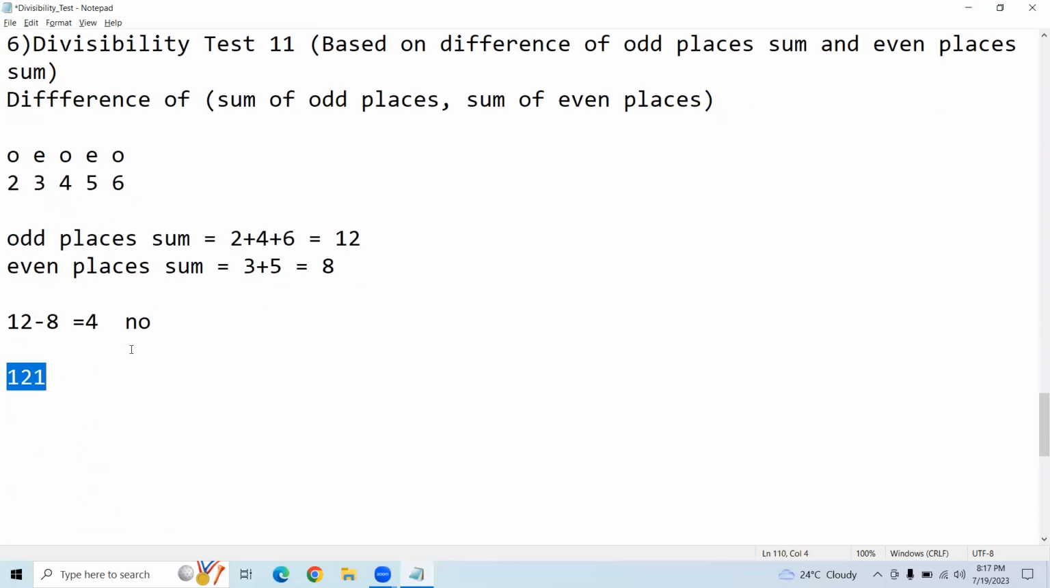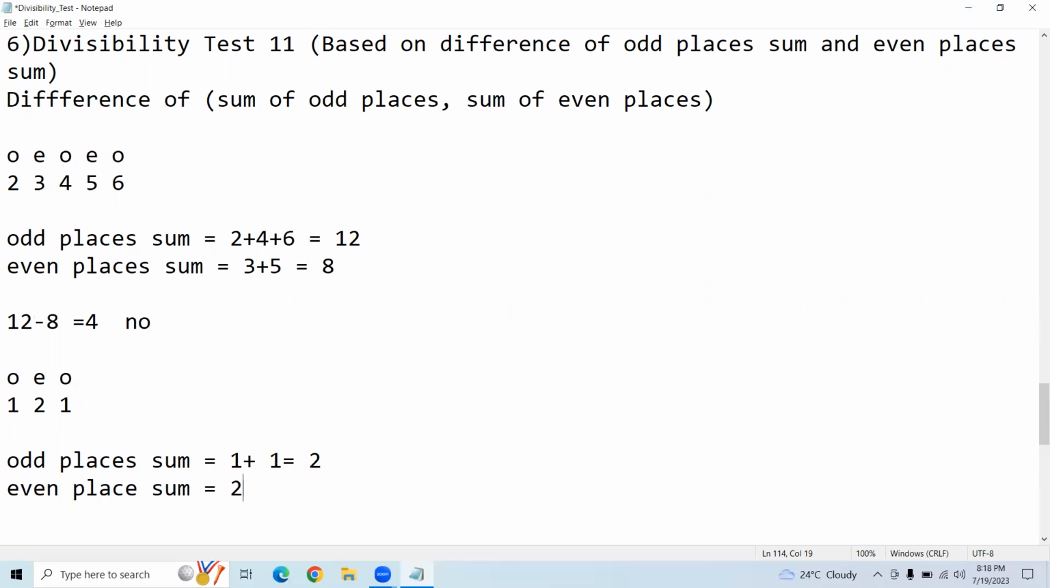Let's look at this number, 1 2 1. What is the odd place? We can say that this is at odd place. This is at even place, second place. This is again at odd place. So the odd places sum is 1 plus 1, that is 2. And the even place sum is 2. And 2 minus 2 will be 0.